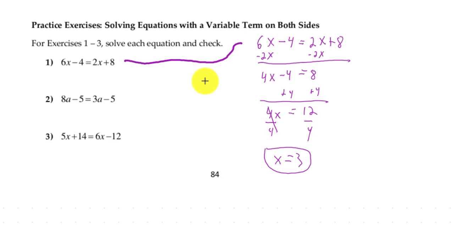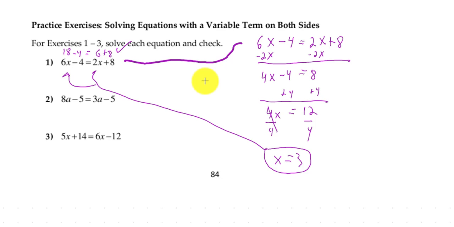If I want to check my work, I can substitute x equals 3 back in here and here to see if it works. If I put in 3 for x here, I'm going to get 18 minus 4. Is that equal to 2 times 3, which is 6, plus 8? So it looks like 14 equals 14, so I know that this is going to check.